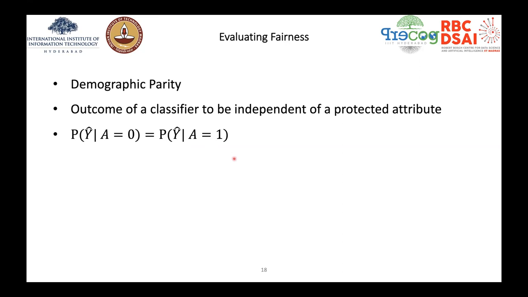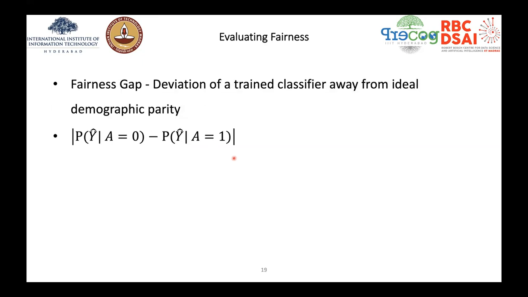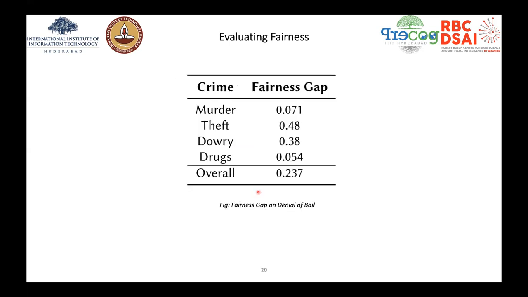So this is how technically everything should be equal, or rather in a very fair world, these two values should be equal. But then we are talking of a fairness gap, which is essentially the same thing that I showed in the last slide, where we have taken an absolute value of the difference. This simply shows the deviation of a trained classifier away from an ideal demographic parity, right? And these are the results.